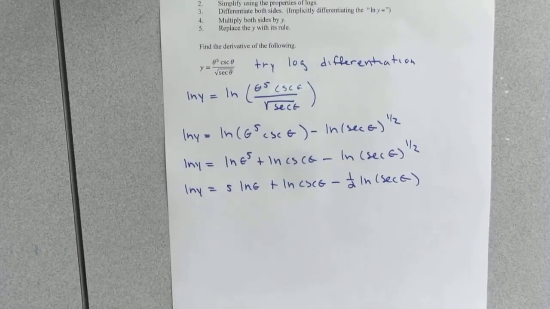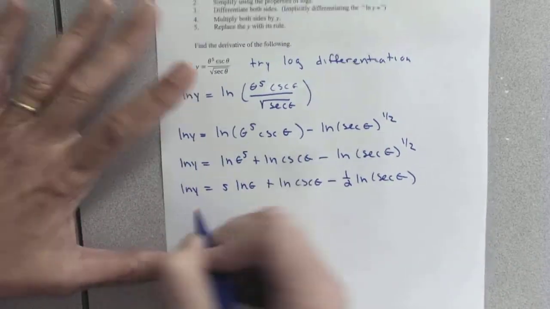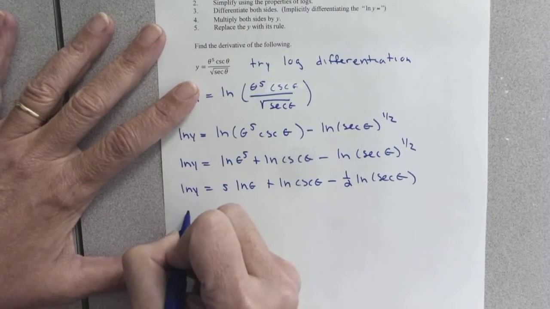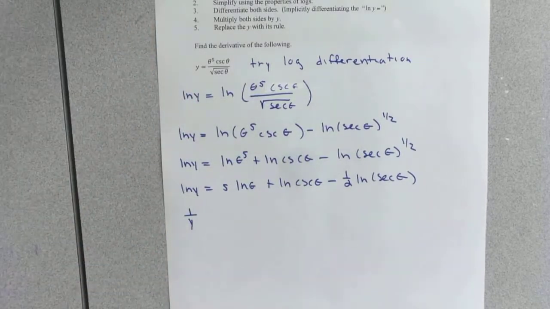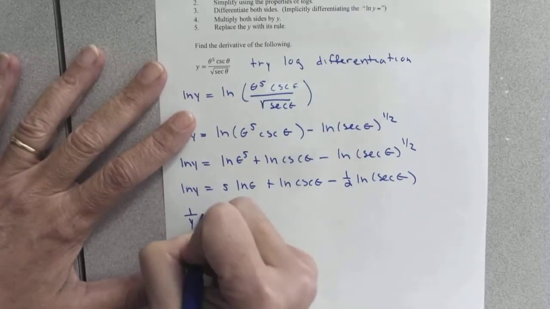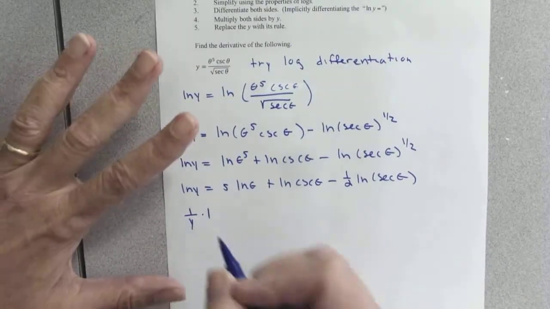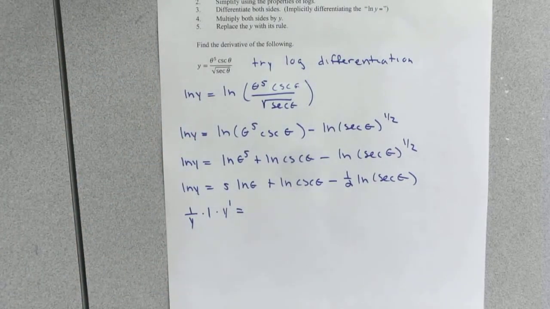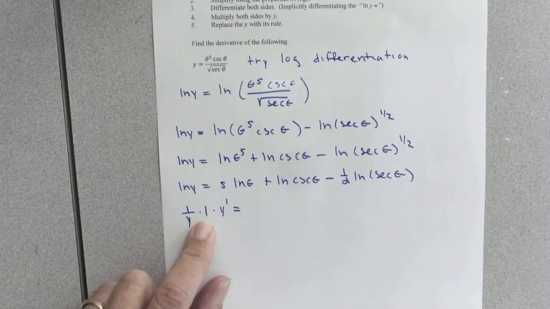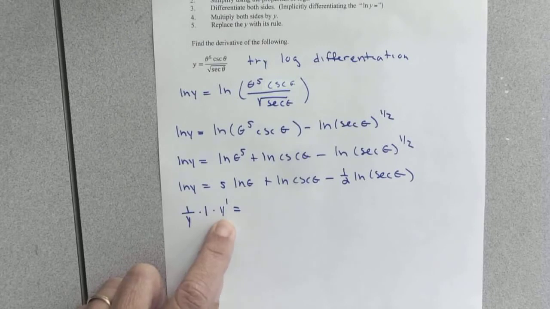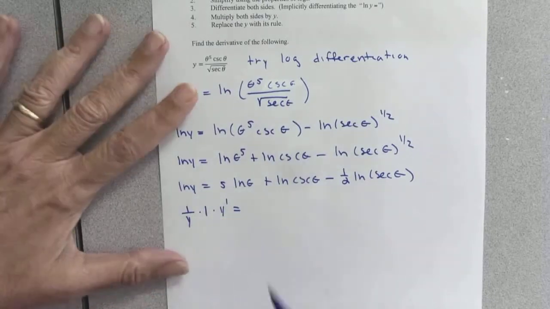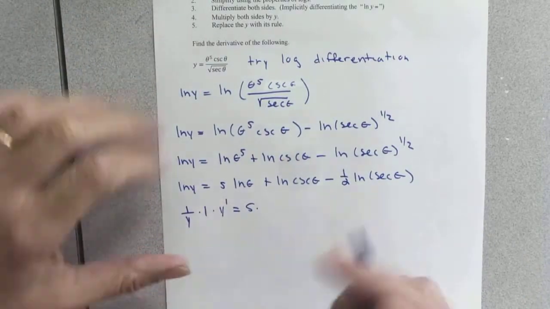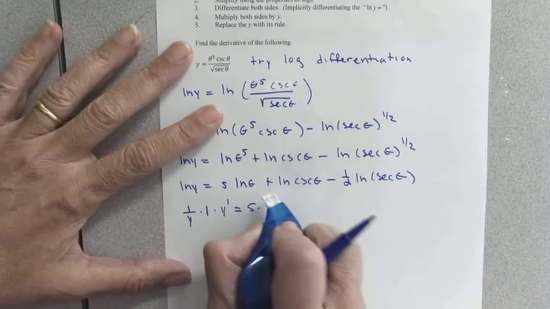And now I'm ready to differentiate. We're differentiating with respect to theta. If you like x's, put x's over there, I don't care. But the logarithm, 1 over the argument, derivative of the argument, but I just differentiated something with a y. So instead of saying dy dx, since my variable isn't x, I'll put y prime there. But implicitly, 1 over the argument, derivative of the argument, but it's implicit, so y prime.